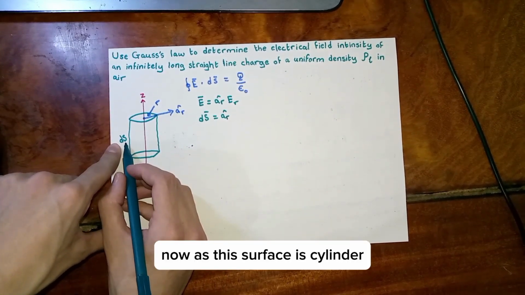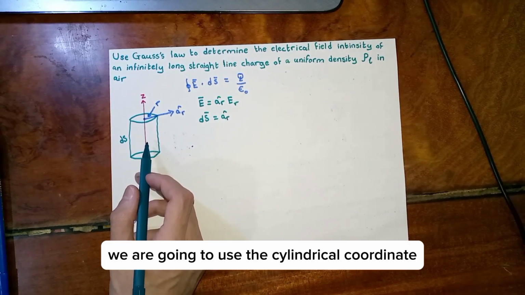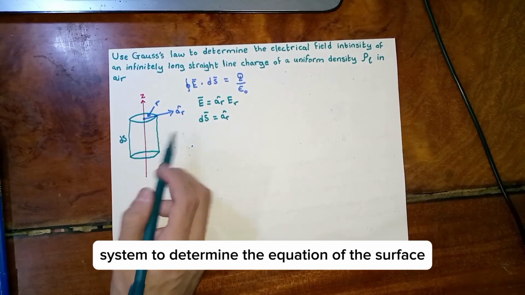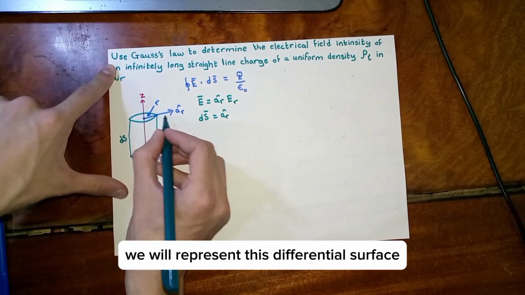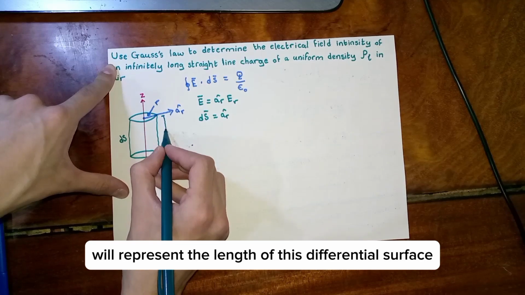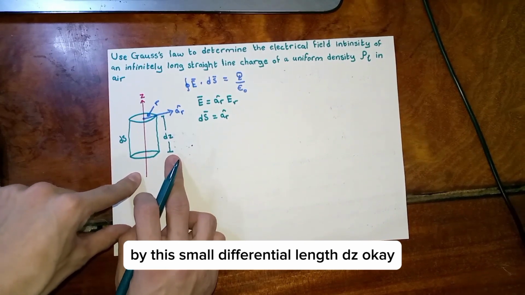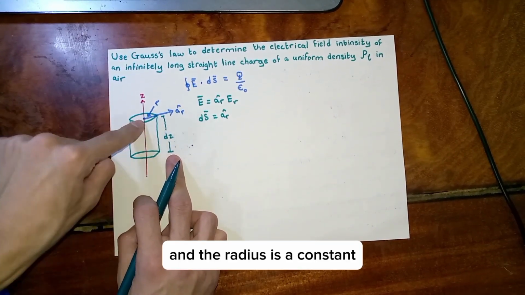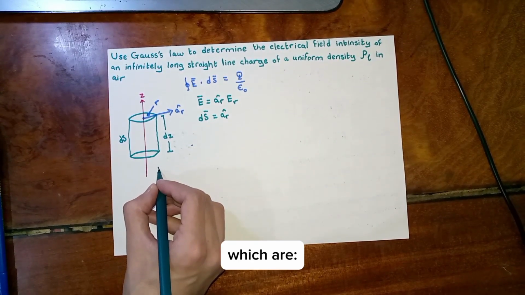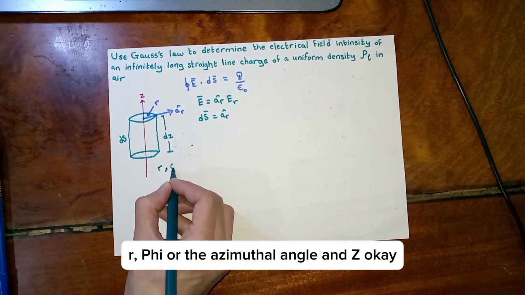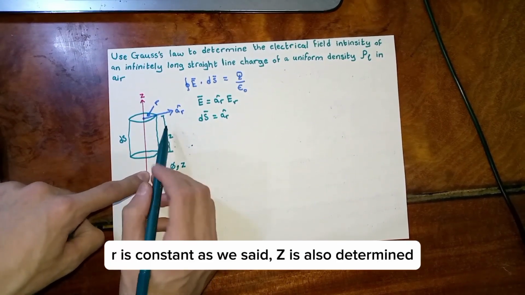Now, as this surface is a cylinder, we are going to use the cylindrical coordinate system to determine the equation of this surface. We will represent the length of this differential surface by this small differential length, dz. And the radius is constant in the cylindrical coordinate system. We have three components, which are r, phi, or the azimuthal angle, and z. R is constant, as we said.